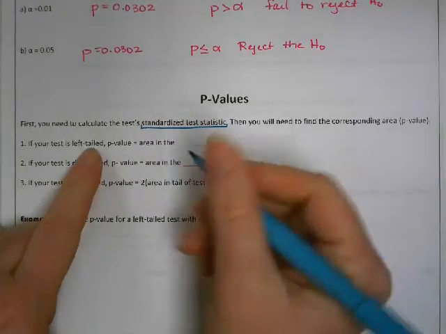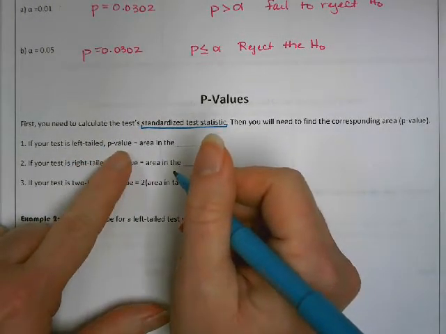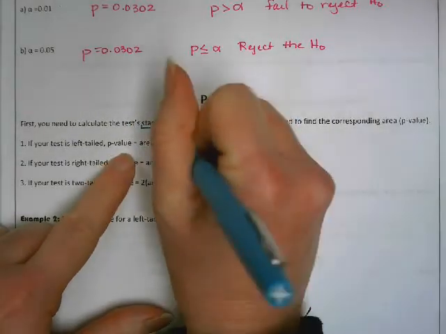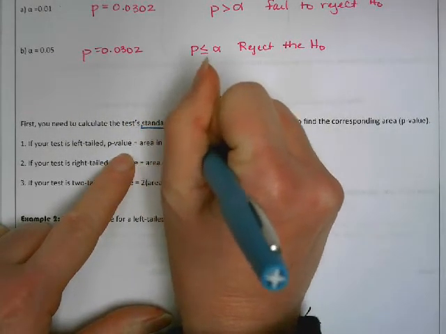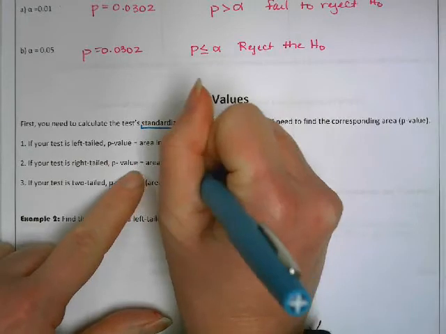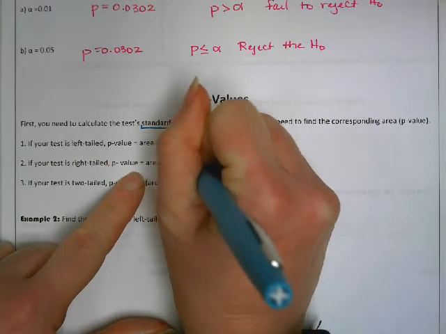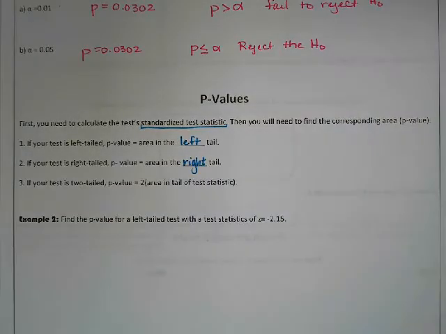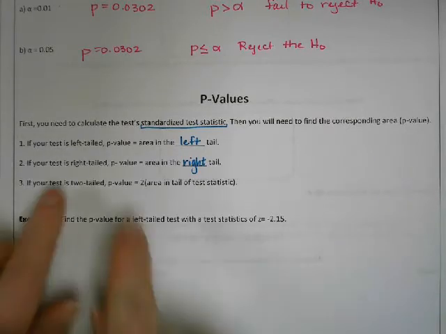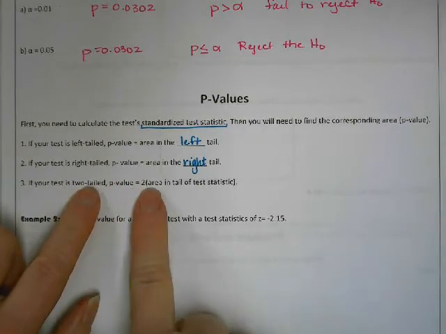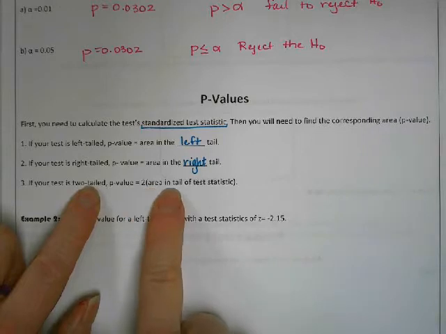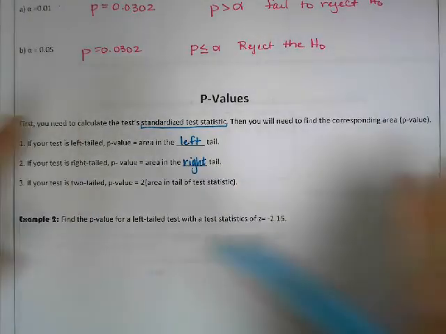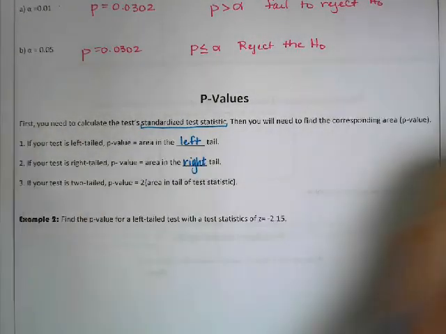If your test is left-tailed, the p-value equals the area in the left tail. If it's right-tailed, it's in the right tail. So your p-value is in the tail. If your test is two-tailed, the p-value equals two different areas. It's in the test statistics on the outside. Your p-values will be shaded on the outside.